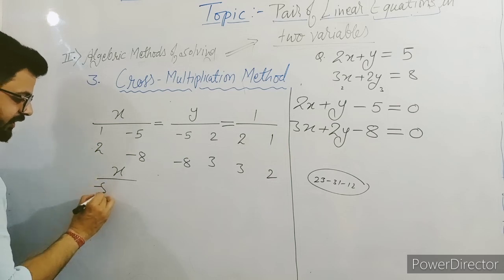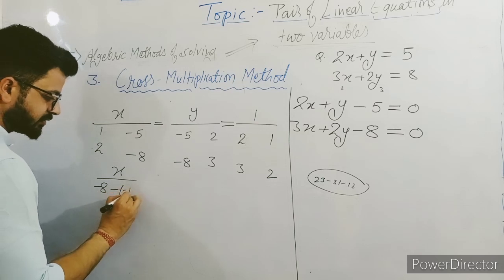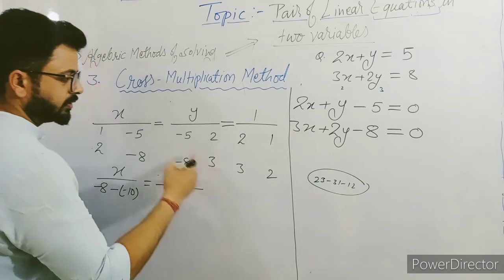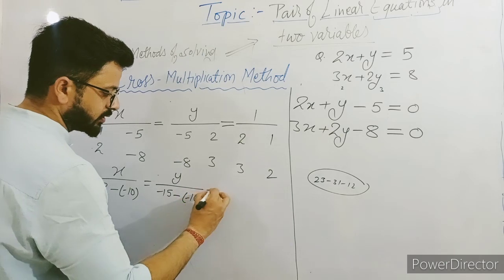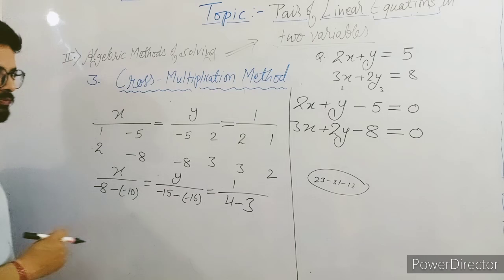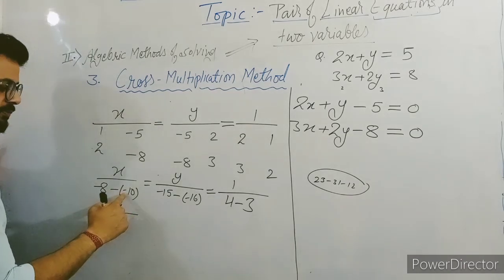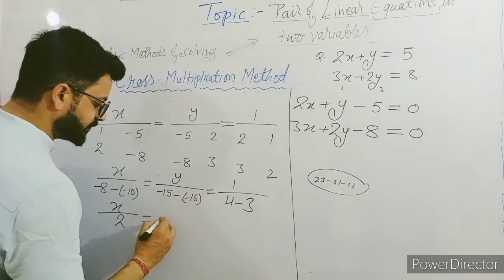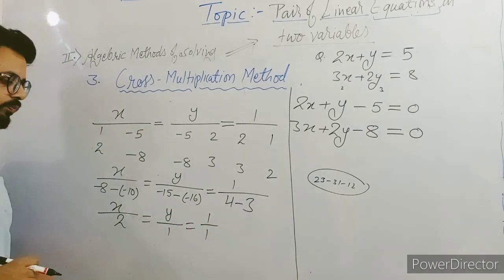Now minus 8, and then minus sign, this formula's sign, and now multiply minus 10. Next, y upon minus 15 minus 16 is equal to 1 upon 4 minus 3. Now here the value is minus plus 10, 2 is coming. Plus 16 and minus 15, y is 1. 1 upon 1.